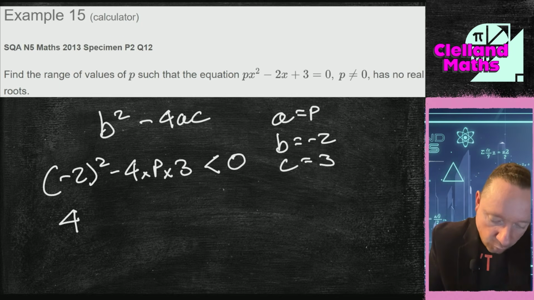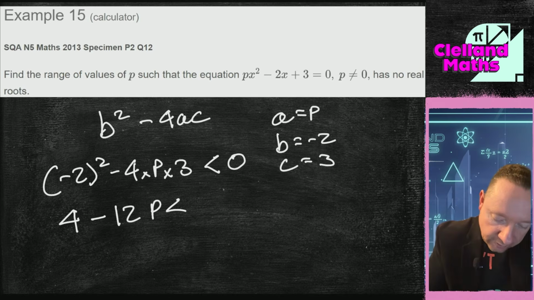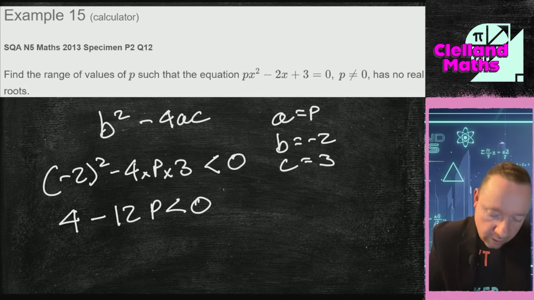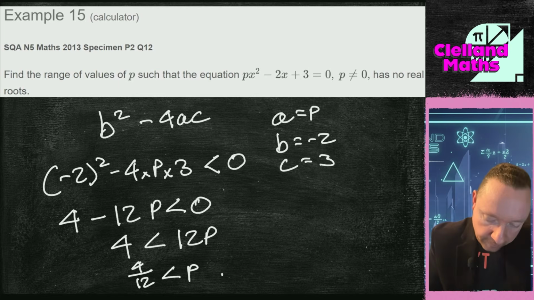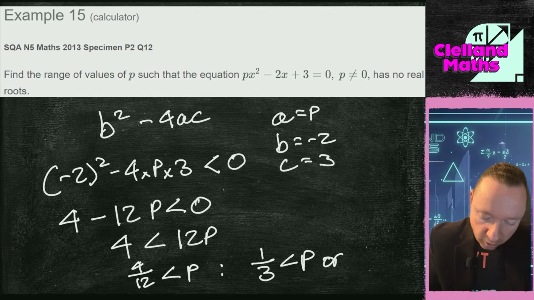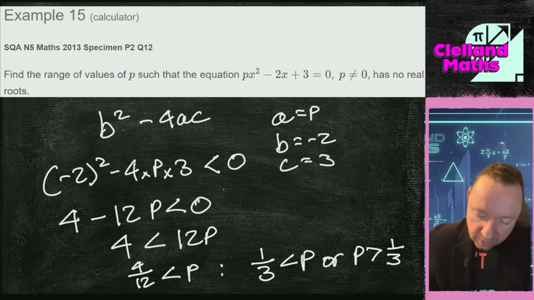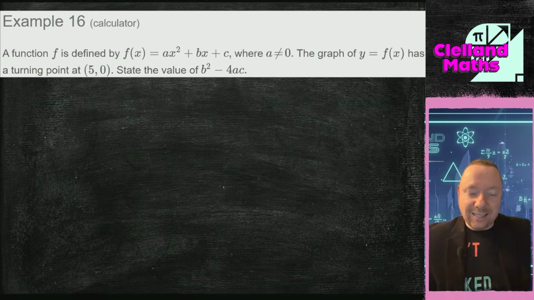4 times p is 4p times 3 is 12. So 4 minus 12p is less than 0. So we've got an inequality to solve. So 4 is less than 12p. So dividing by 12, 4 over 12 is less than p. That's 1/3 is less than p, or a nicer way to read that is p is bigger than 1/3. And we're done there. Example 16.